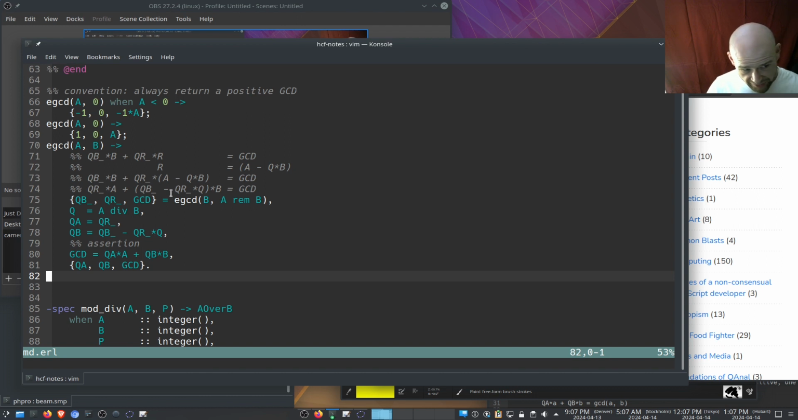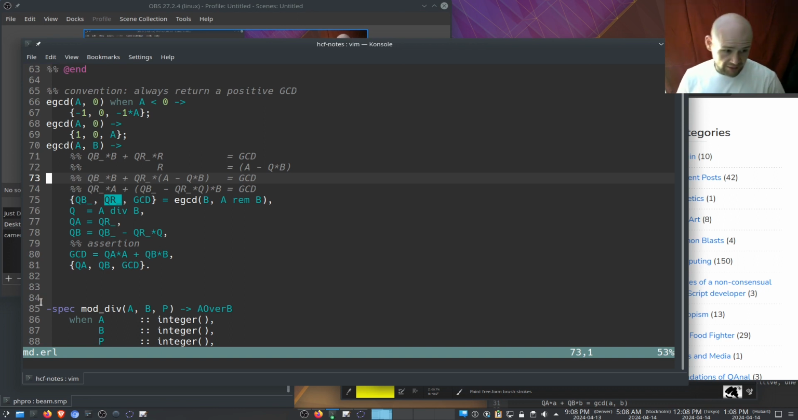This is just algebra. So once again, we want to find coefficients QA and QB, such that the GCD is QA times A plus QB times B. These are the numbers we're returning. The way we're doing this is by breaking it down into B with the remainder, then doing some algebra to figure out what QA and QB are in terms of the results from doing this on the remainder.